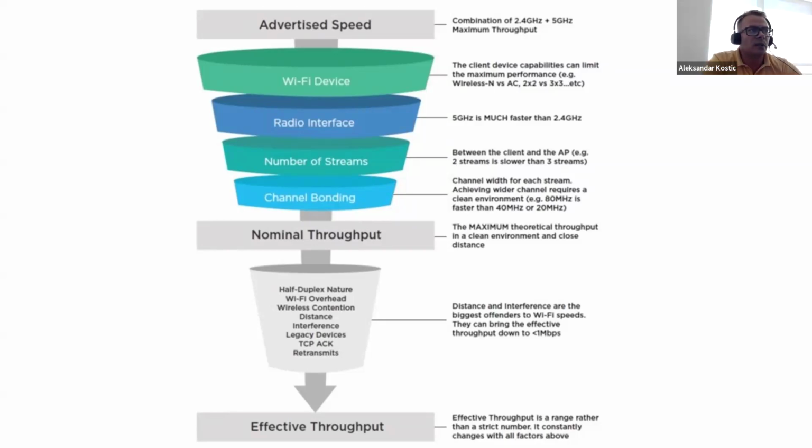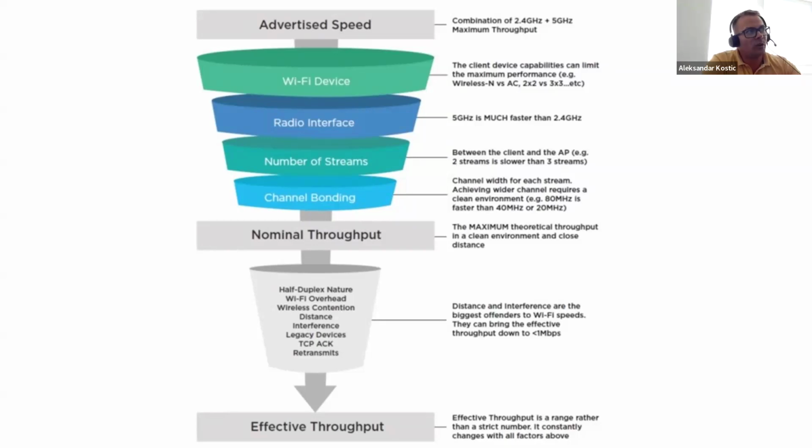Also, what is definitely affecting the speed is the number of streams coming from a certain device. Of course, the more parallel streams you have connected to the access point, the more bandwidth you have available. Channel bonding. When I say channel bonding here, I mean channel width. Wider channel width means more throughput, narrower channel width, less throughput, but less interference in that case.